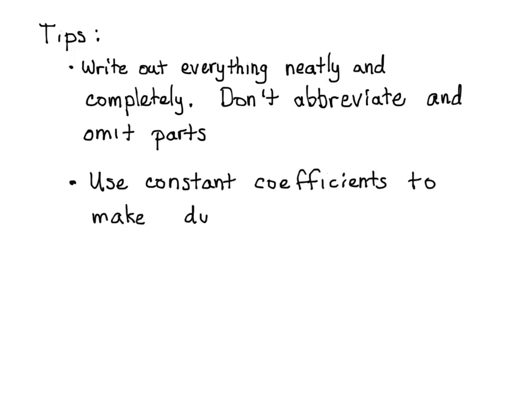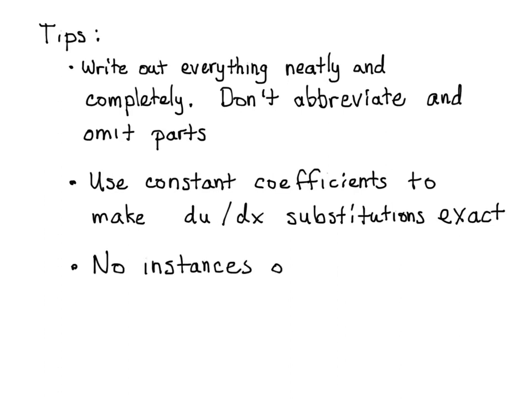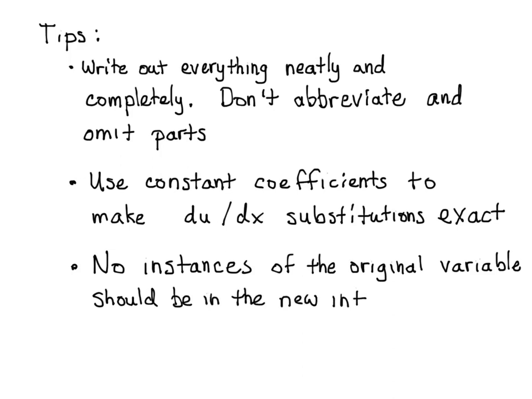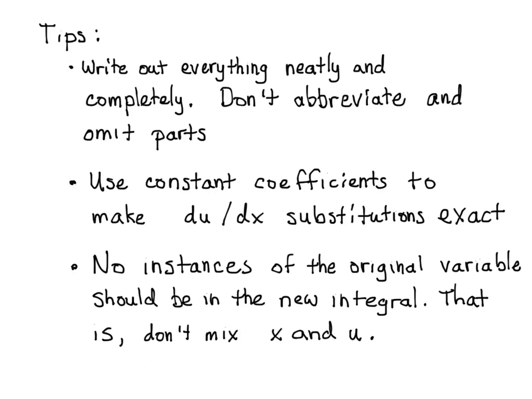Okay, so use the coefficients to make that du dx substitution exact. So sometimes we end up with du equals something like 2x dx, and if we don't have a 2 in there, make it 1/2 du equals x dx. And what I said earlier is don't ever mix variables. If you end up with an integral that has both x and u in it, you're wrong. You need to go back and you need to either make a different substitution or check how you made the substitution to make sure everything is right. Okay, so that ends the introduction to substitution.